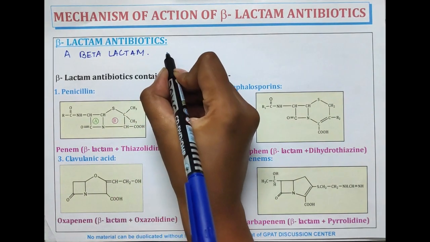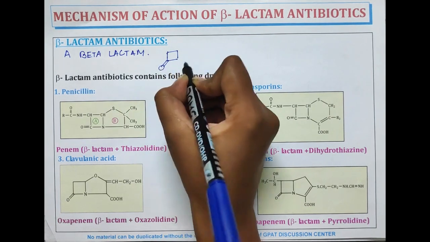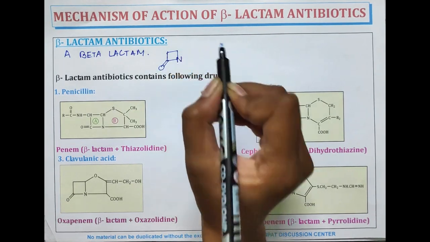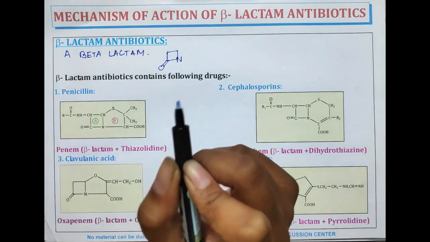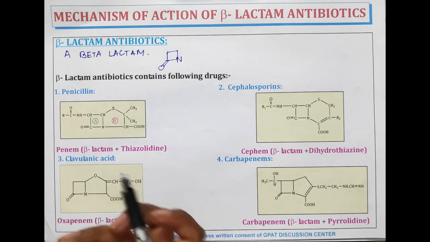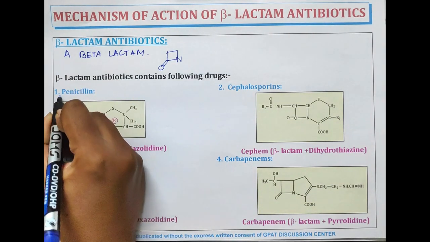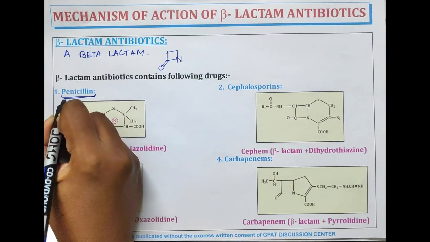The structure of the beta-lactam ring is this. Wherever this ring is present, the antibiotic will be a beta-lactam antibiotic. Now the beta-lactam antibiotics are divided into 5 categories on the basis of modification in the ring. The first one is penicillin.